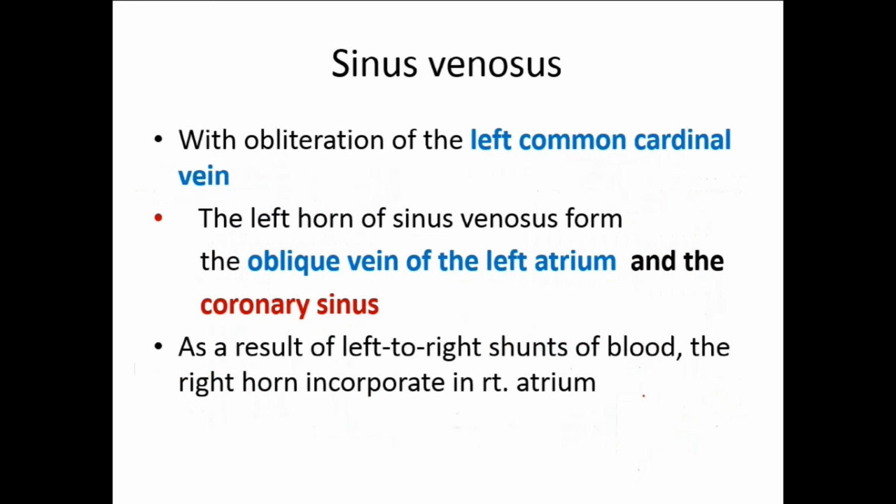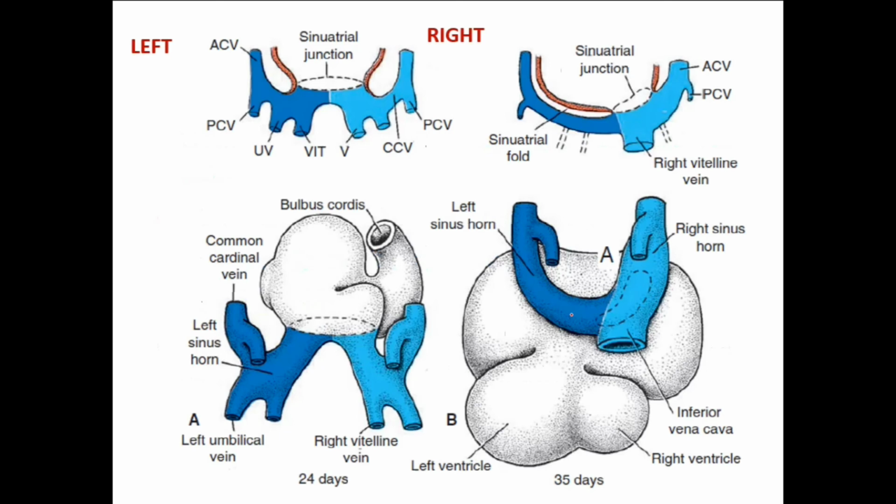Now, sinus venosus you have already done. So what will happen to the right horn and the left horn? The left horn, we said, is forming nothing but the coronary sinus and the oblique vein of the left atrium, and the right horn of the sinus venosus will incorporate into the right atrium. This you have done already.